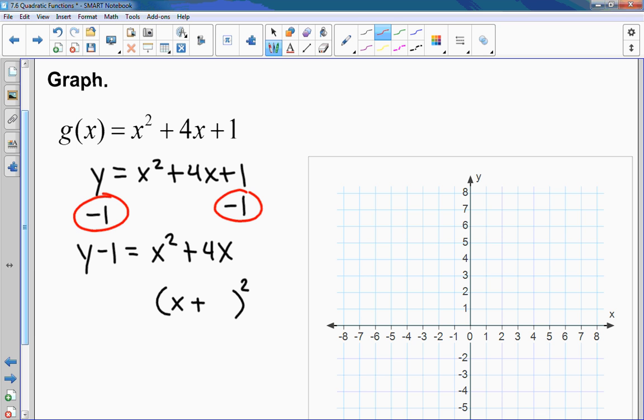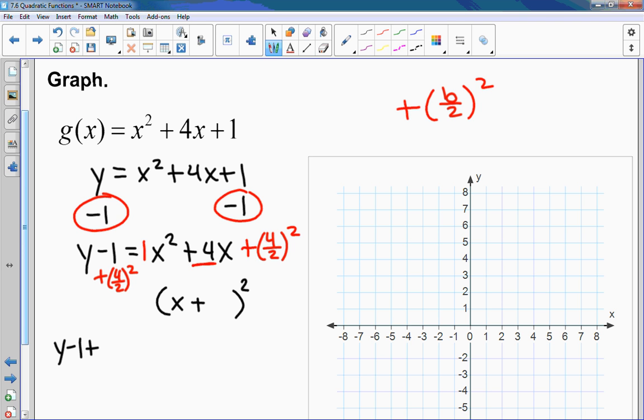So if you remember, we need to add b over 2 squared to both sides. We need to add b over 2 squared to both sides. Here a is 1, b is 4. So what I need to add to both sides is 4 over 2 squared. So on the left-hand side we're going to have y minus 1 plus 4 divided by 2 is 2 squared, so that's 4, equals x squared plus 4x plus 4.